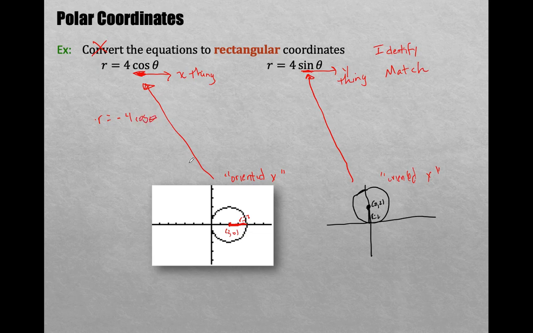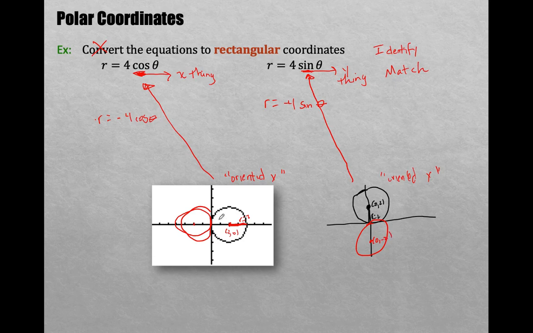How about -4 cosine theta? What would that look like? Oh, snap. It looks like that. What do you think -4 sine theta looks like? Oh, snap. It looks like that.